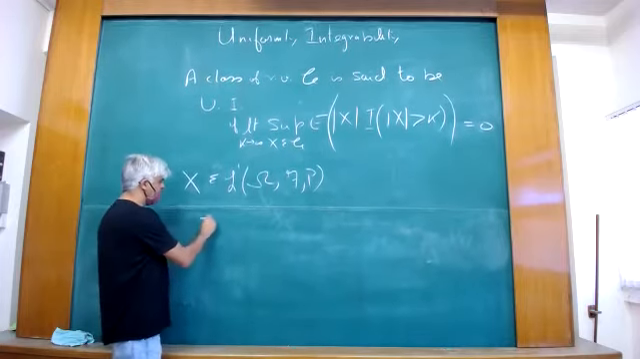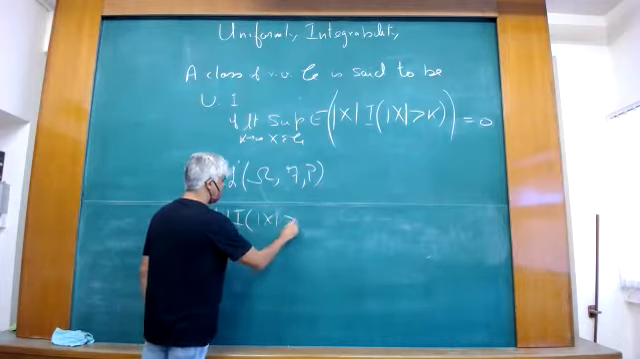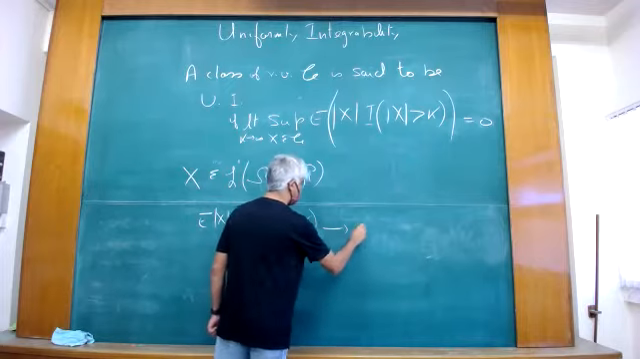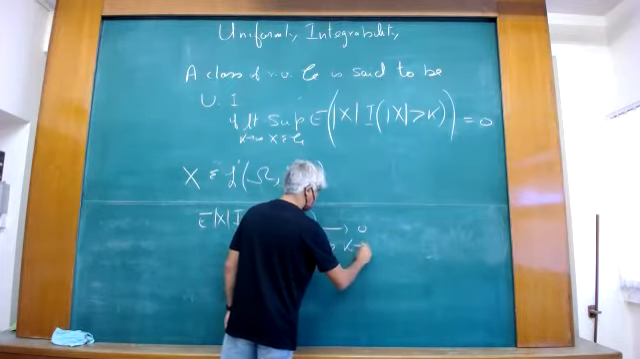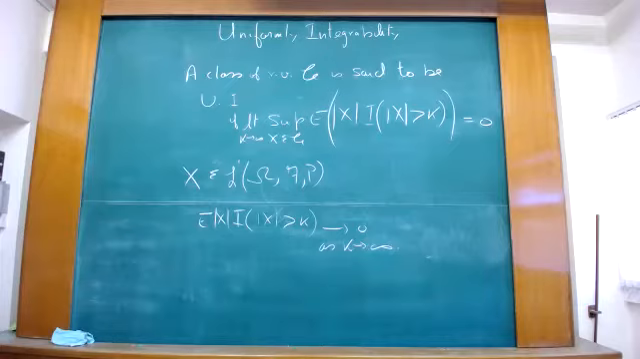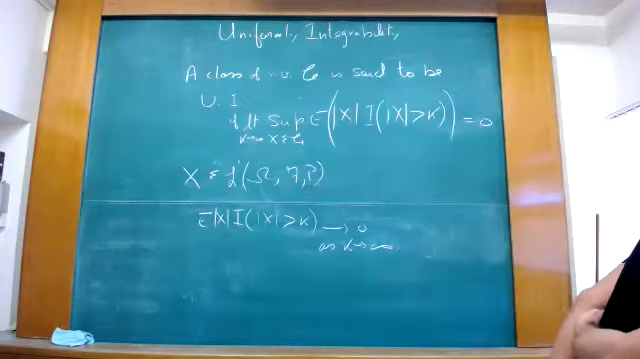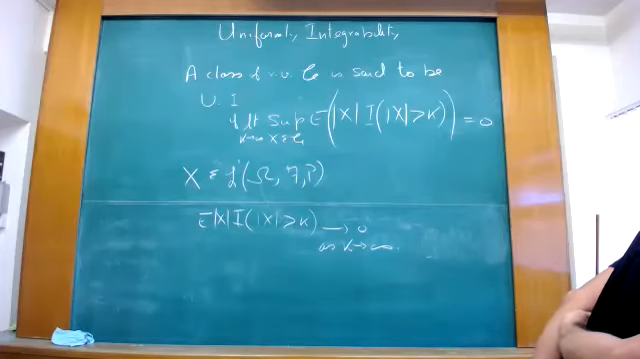then the expected value of |x| times the indicator of |x| greater than k goes to 0 as k goes to infinity. Is this correct? DCT. Right. How would you show this? DCT, sorry, DCT. Somebody forgot to say. Vaishali, go ahead. DCT. Yes, sir. Dominated convergence theorem.